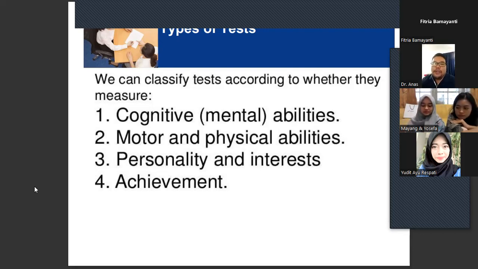So these are more to the mental abilities. General reasoning abilities, test for general intellectual abilities. They measure not a single trait but rather a range of abilities, like memory, vocabulary, verbal fluency, and numerical abilities. The second is specific mental abilities, like inductive and deductive reasoning, verbal comprehension, numerical abilities, and memory. So itu adalah dari segi yang pertama, cognitive test.